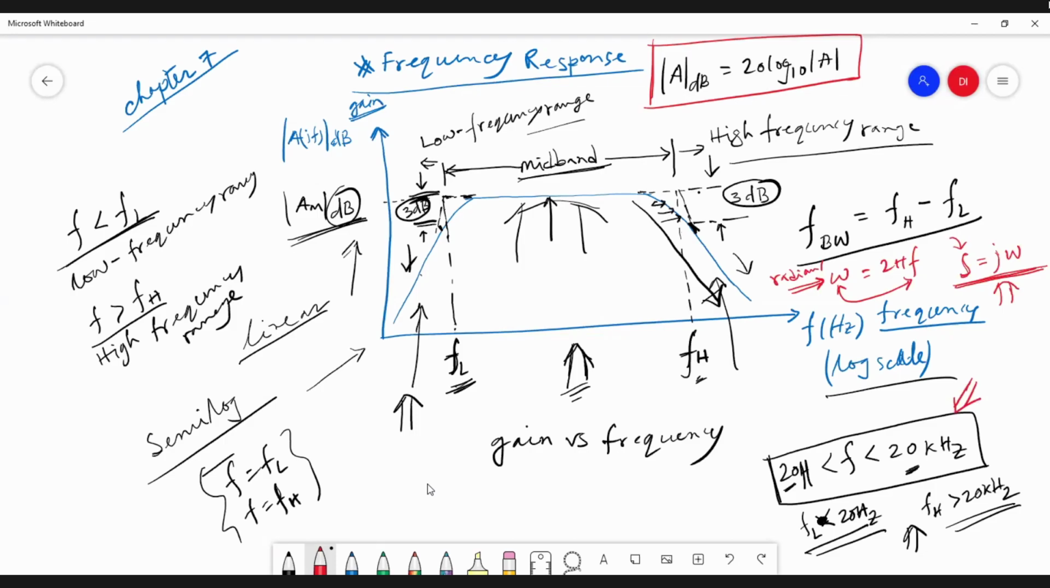What is the range of audio signal frequency? We know that the audible signal is 20 hertz to 20 kilohertz. So what does it mean that the audible frequency is 20 hertz to 20 kilohertz? It means if the gain of that signal is in between 20 hertz to 20 kilohertz, then we will hear it. That's why if someone wants to design an audio amplifier, he should maintain this condition.